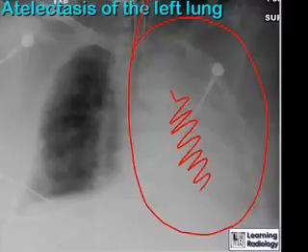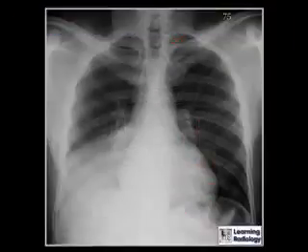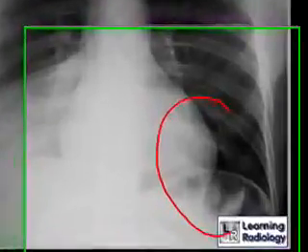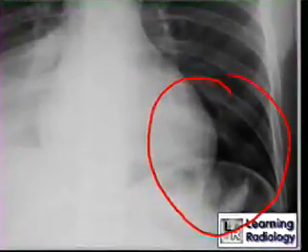And this is such a case in which the individual has atelectasis of the entire left lung, which makes the left lung airless and the same density as the heart, and therefore the interface between the left heart border and the left lung disappears. An example of the silhouette sign. Here's an example of the silhouette sign in a different individual.